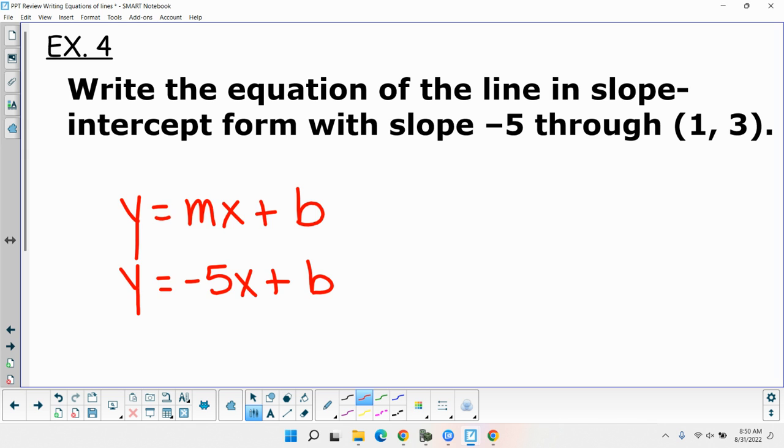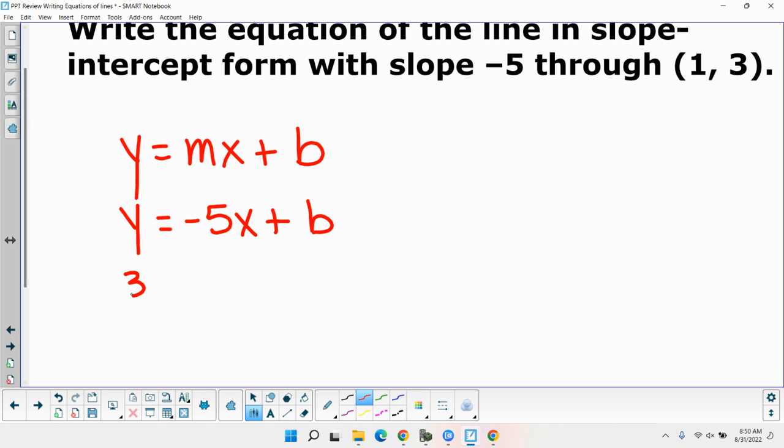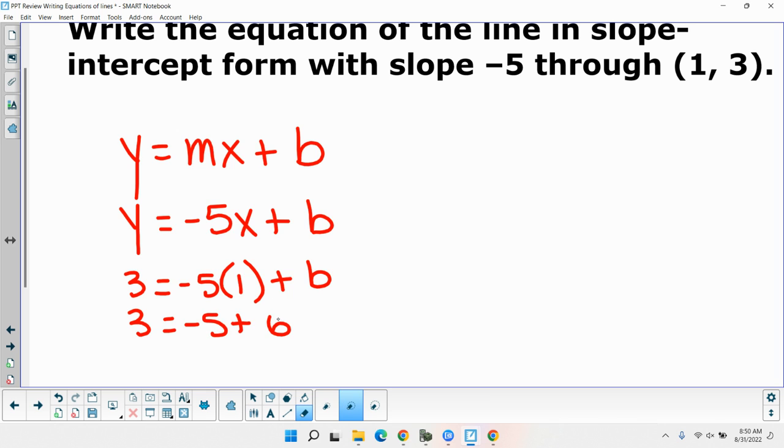Rosalie? You take the point 1, 3 and do what with it? Plug them in. For what? 3 for y and 1 for x. Good. To figure out the b, plug in the point. And the 3 is the y, remember? And the 1 is the x. So I get this. Oops. Not a 6, a b, sorry.